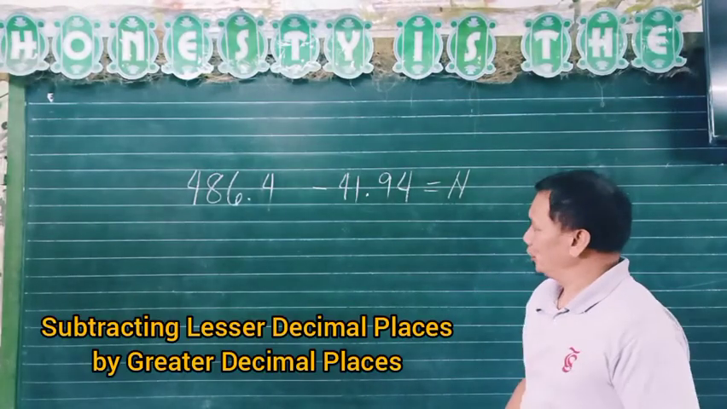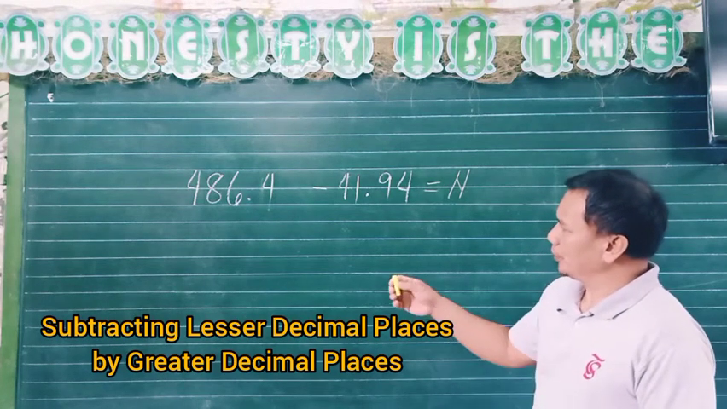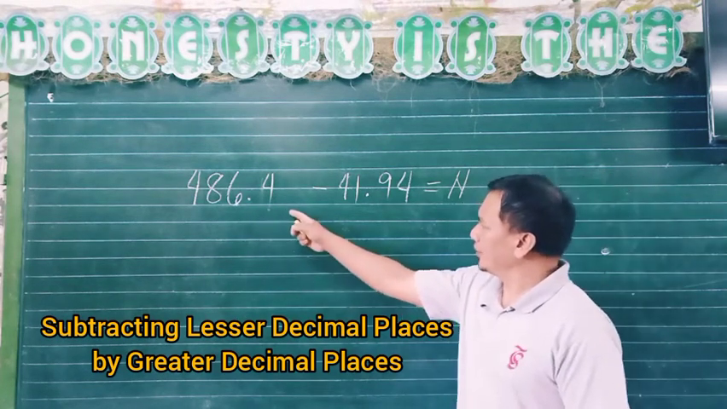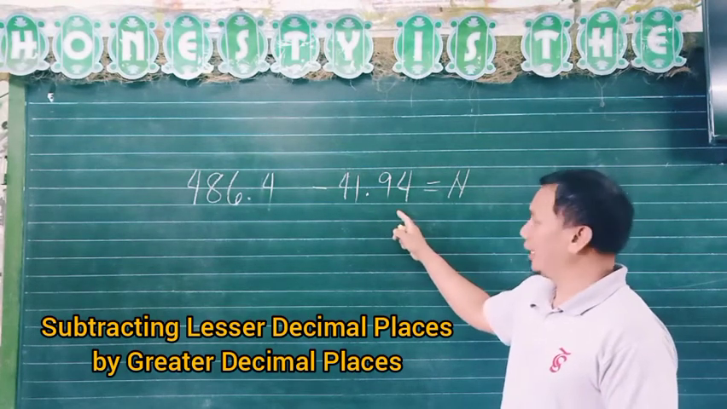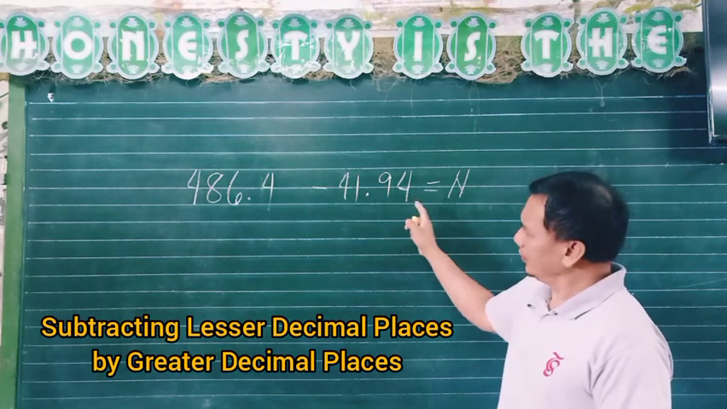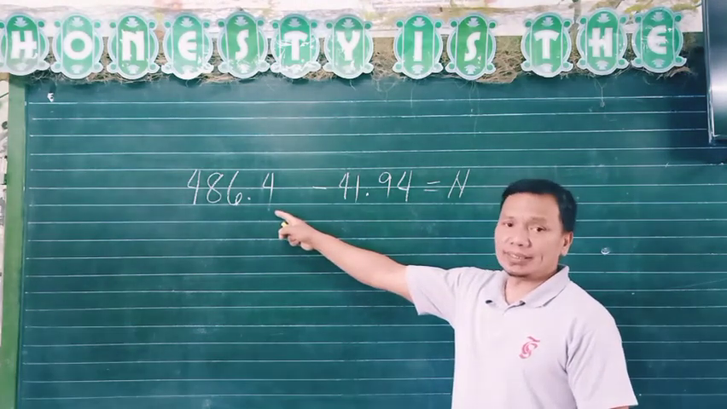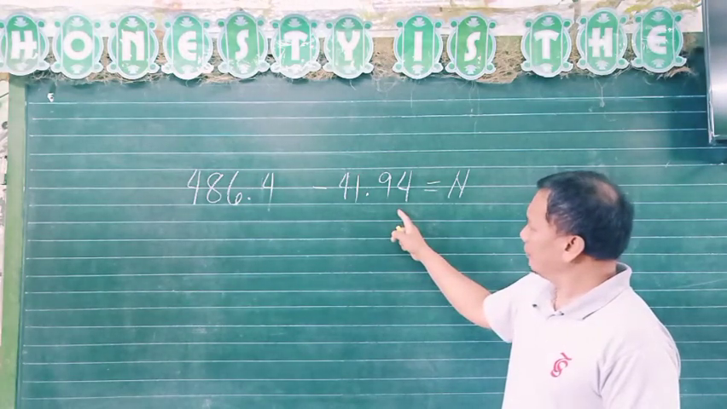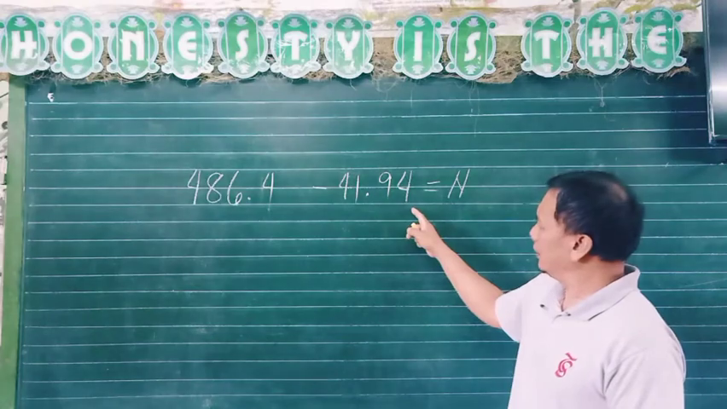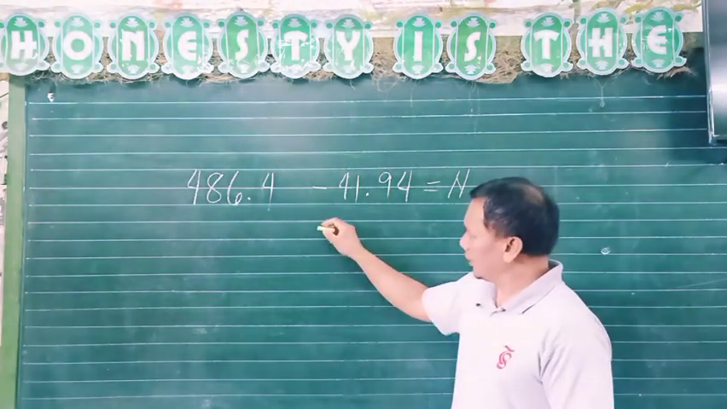Okay, we have another situation here. We are going to subtract 486 and 4 tenths minus 41 and 94 hundredths. Take note also that the number of decimal places in our minuend is smaller compared to the number of decimal places in the subtrahend. We have 2. So first, arrange in column.